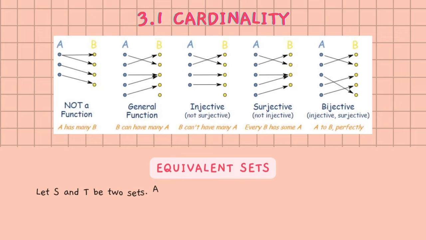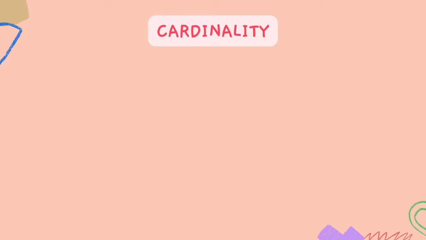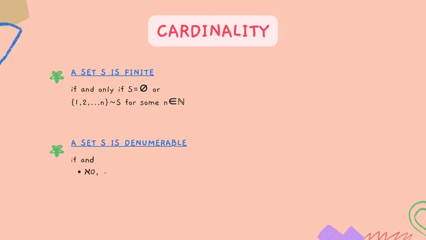For equivalent sets, let S and T be two sets. A set S is called equivalent to set T if and only if there exists a bijective function, which is one-to-one and onto. Now look at the definition of cardinality. Set S is finite if and only if S is an empty set, or the set 1 to n is equivalent to S for some n in the natural numbers. Otherwise, S is said to be infinite. Set S is denumerable if and only if the natural numbers are equivalent to S. The cardinality of a denumerable set is denoted by aleph null.